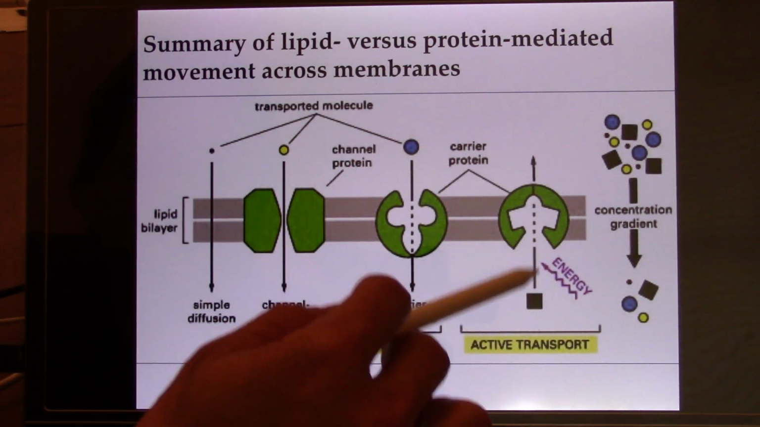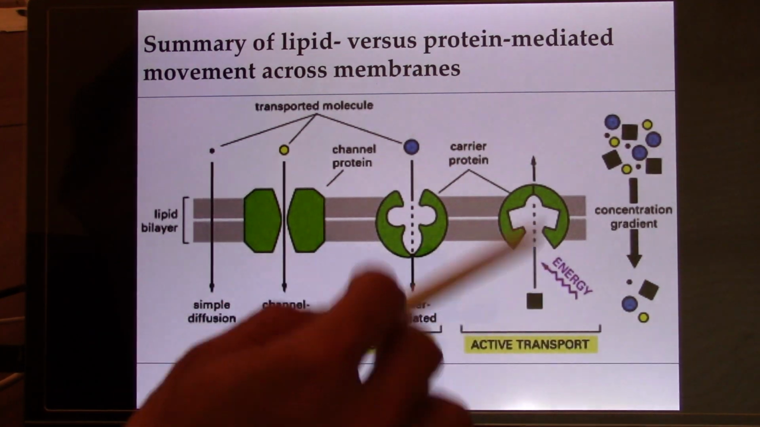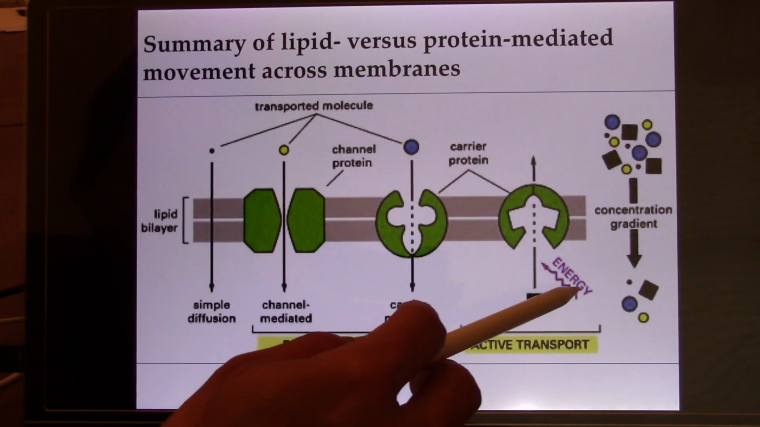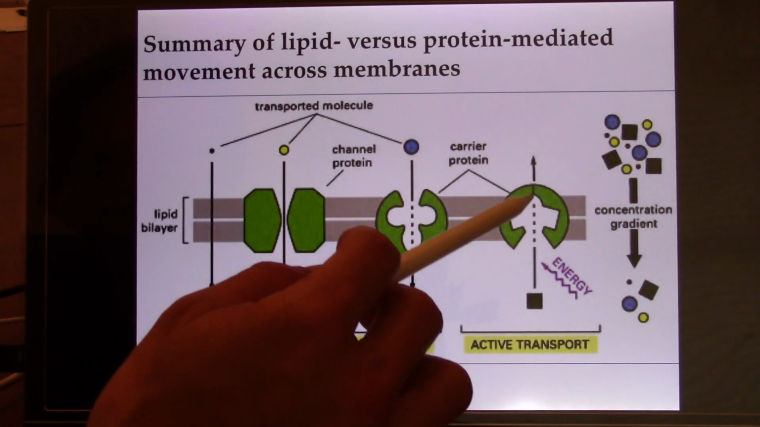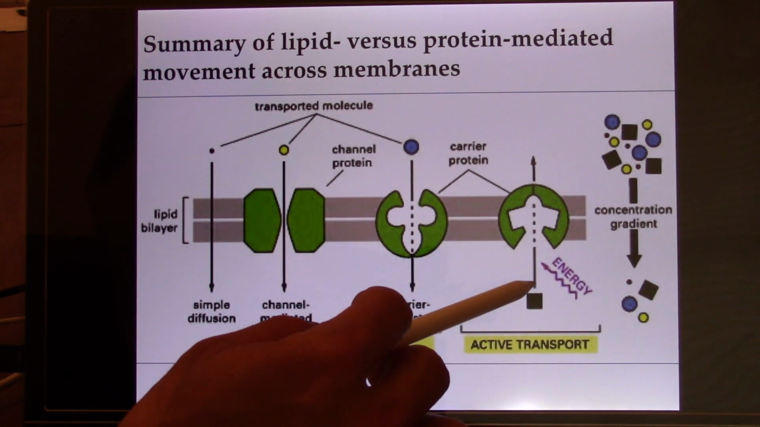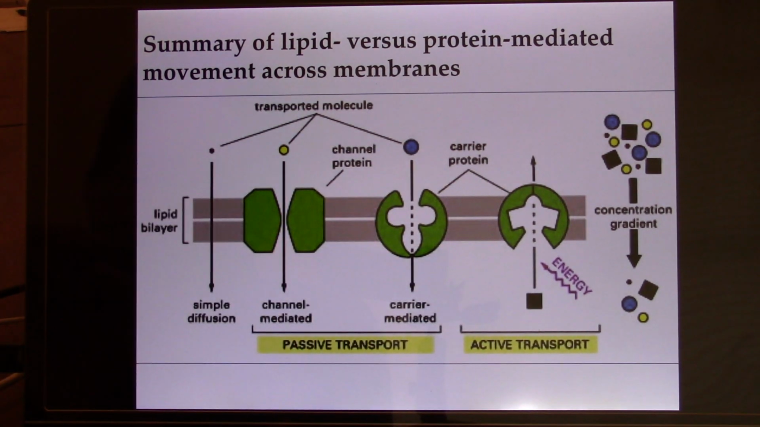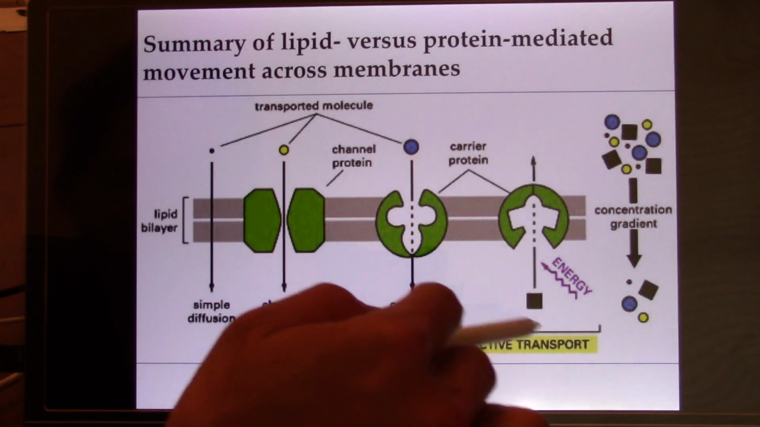If you are moving them against the concentration gradient, from low to high, you need to give them biological energy, that's the ATP, and it's called active transport. It can be the direct primary active transport or indirect, called secondary active transport. But they all belong to the active transport category.